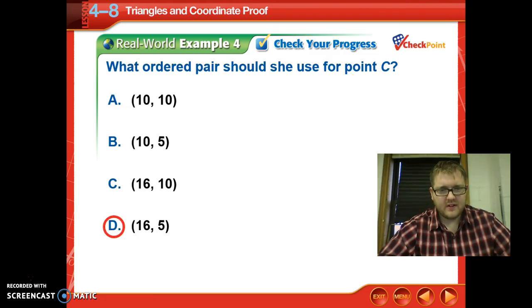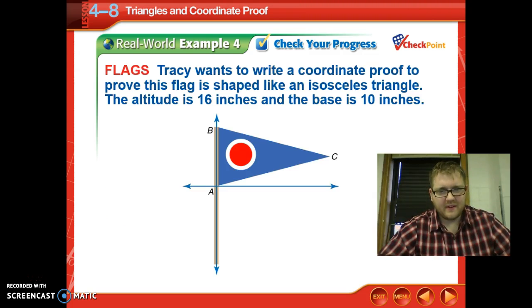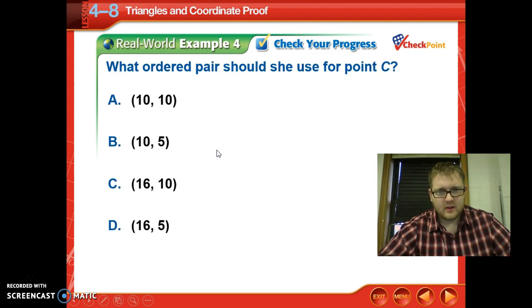And hopefully you chose the point (16, 5), because if we go back and look at the triangle, the altitude would have given an x coordinate of 16, and C is the midpoint between A and B in an isosceles triangle. So the height is going to be half of this base 10, which is actually 5. So that's why we choose D.